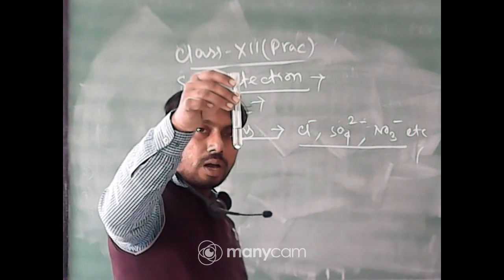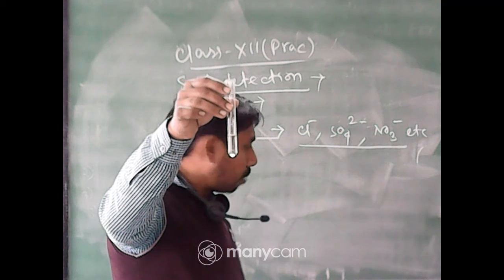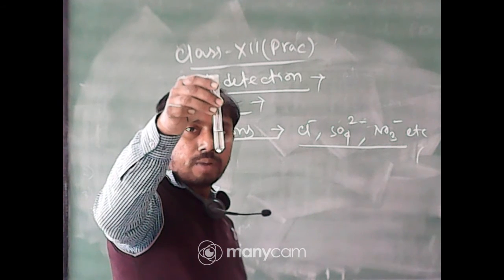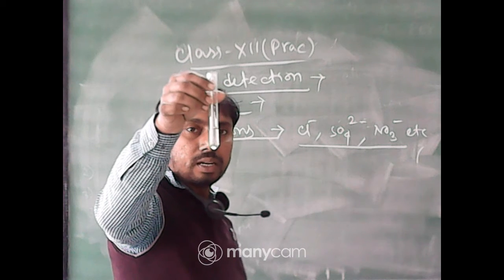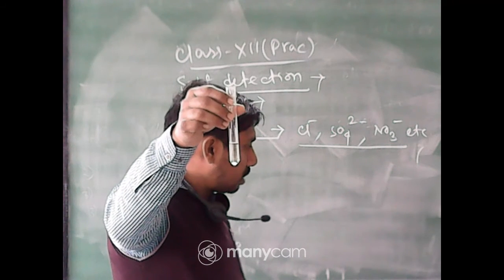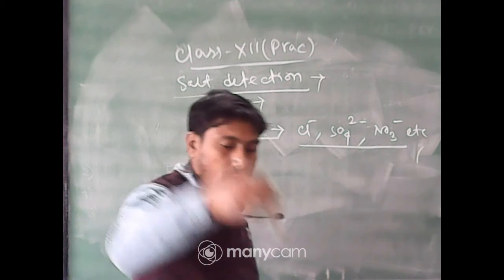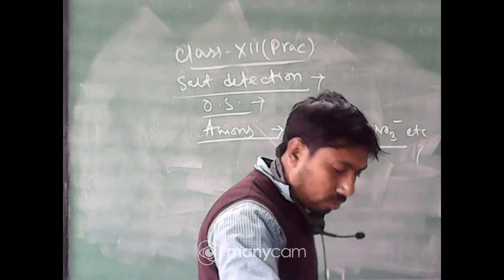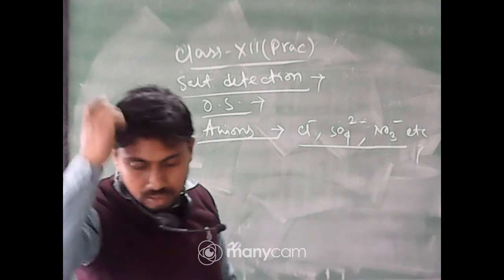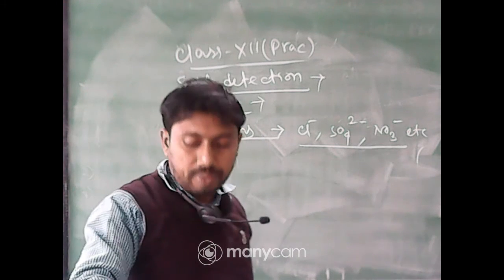Now you can see the brown ring formed. You can see the brown ring. Now it becomes clear. Can you see it? So group 1 is absent. Next, we will add sodium sulphide flakes here.